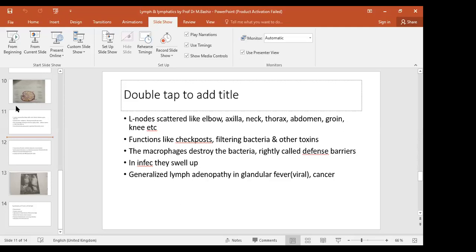And whenever there is infection in some area, then the area which is drained by these lymph nodes becomes swollen. And that might be the presenting complaint of the patient, that I have got nodules in the axilla, for example, or nodules in the elbow, and then you come to know that it is because of infection down in the area.